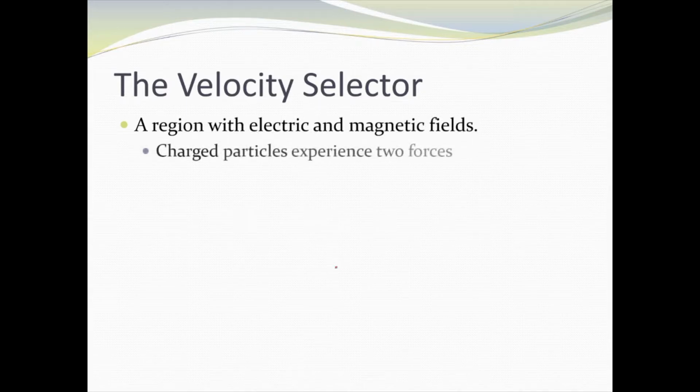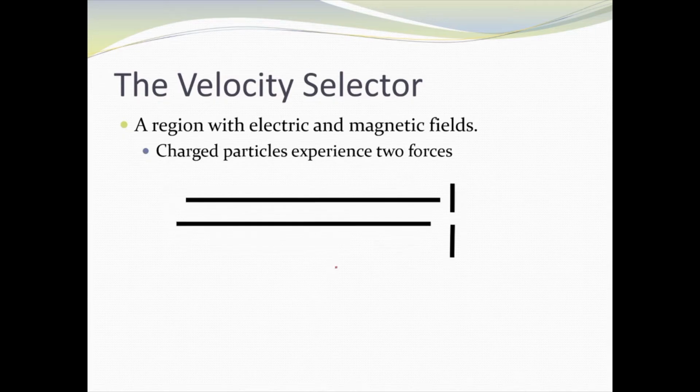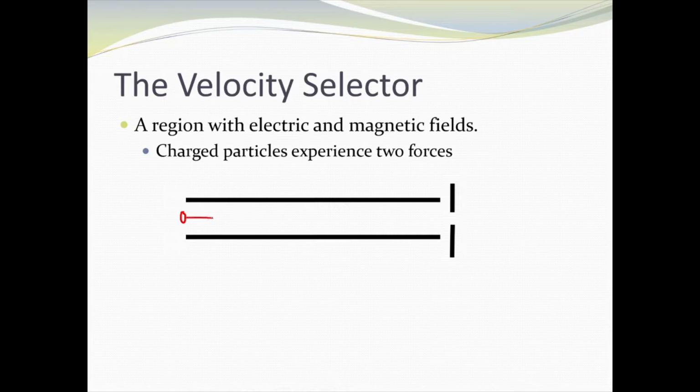The second region is what's known as the velocity selector. In this region, we have two fields. We have an electric field and a magnetic field. And the charged particle, as it moves through this region, will experience both the electric force and a magnetic force, because as we know, a charged particle in an electric field will be pushed around, and at the same time, because a moving charged particle creates a magnetic field, it'll experience a magnetic force as well.